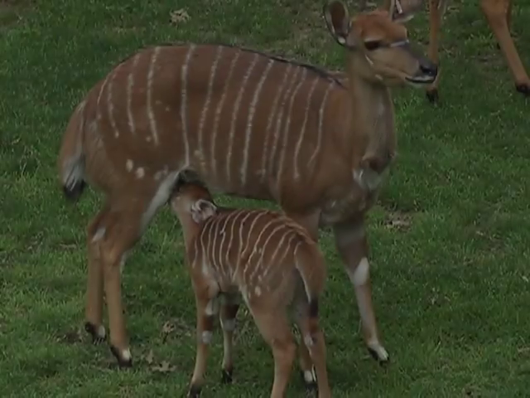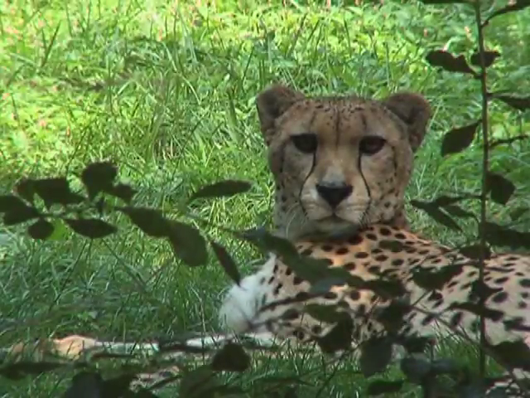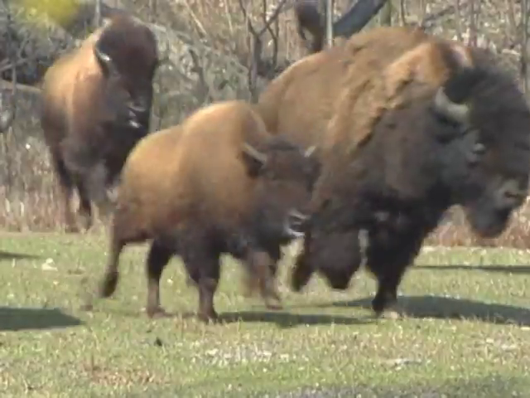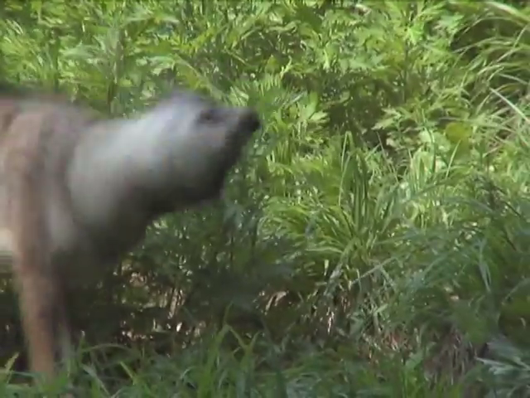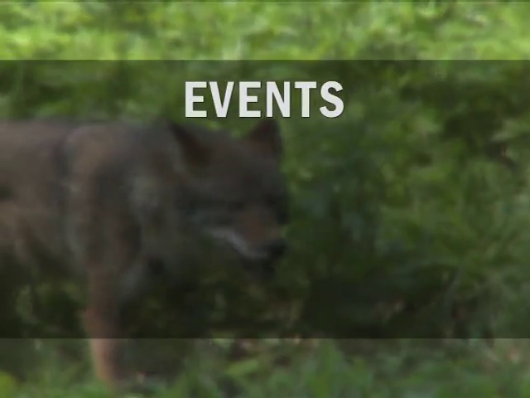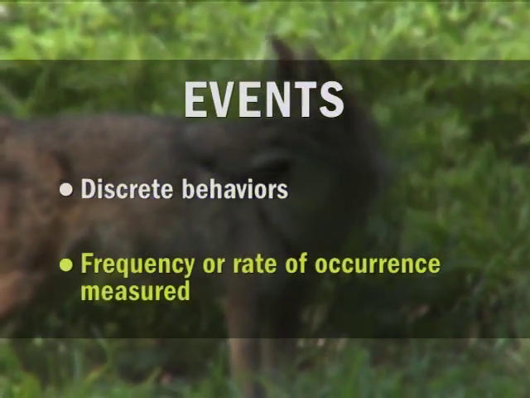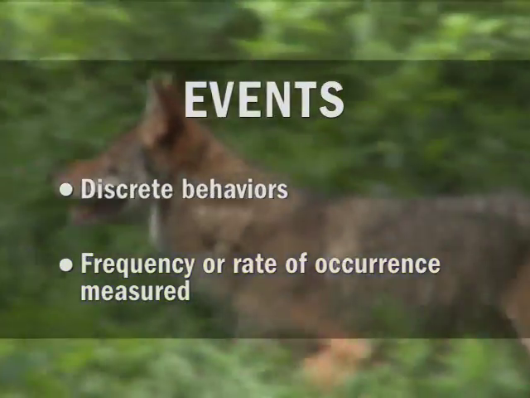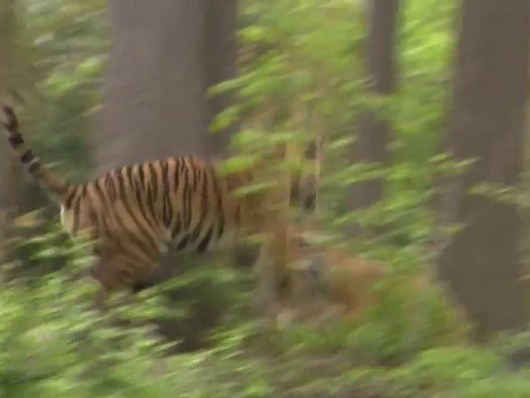Even if a behavior is not prominent in the literature, if you observe it regularly, you should consider including it in your ethogram. Each behavior on your ethogram can be classified as either an event or a state. An event is a discrete behavior that generally, but not always, lasts for a short time. Examples of behavioral events include a wing slap, a song or a call, or a charge.